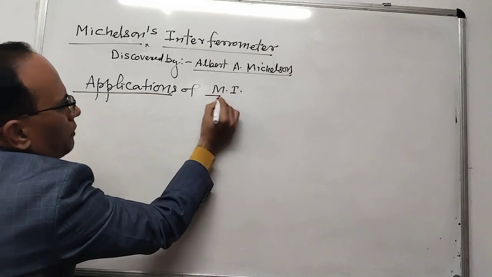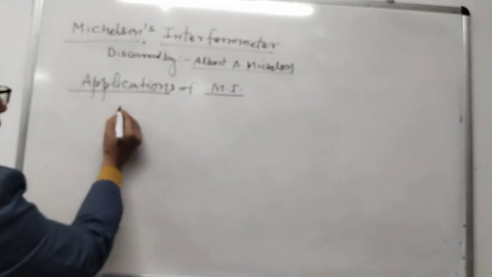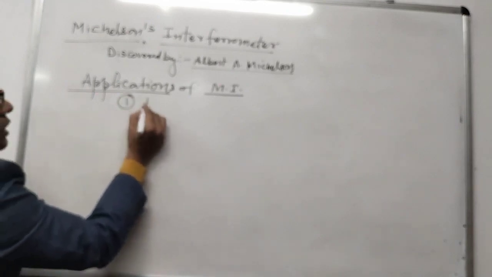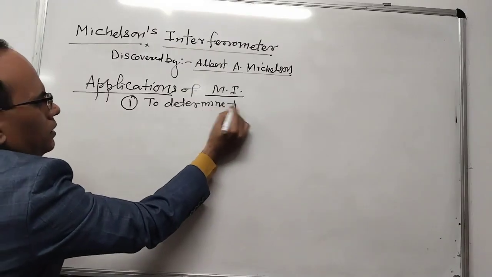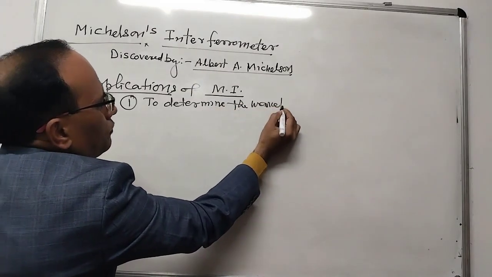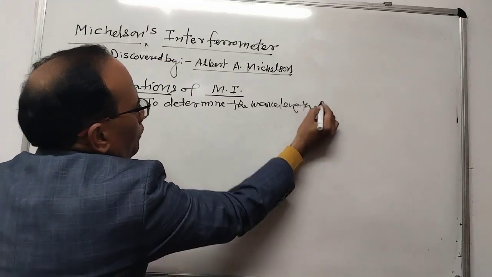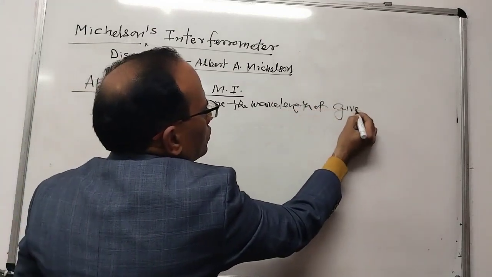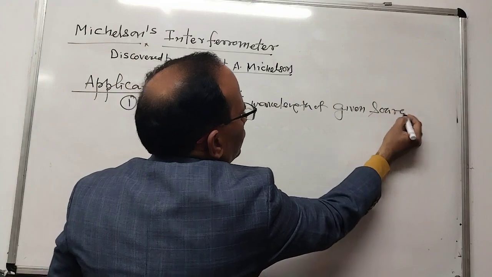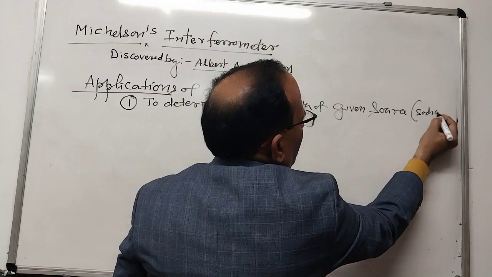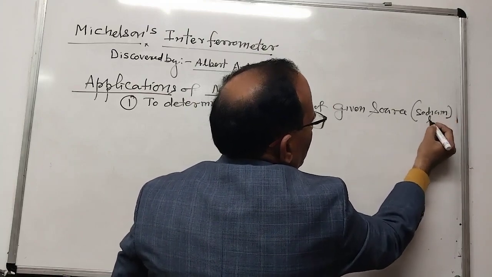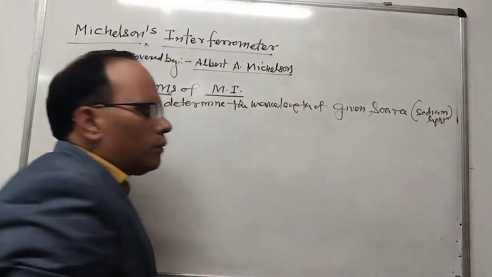Applications of MI. MI means Michelson Interferometer, short form. The first application is to determine the wavelength of a given source. The source may be sodium light, very popular, or another source. So how to obtain that?